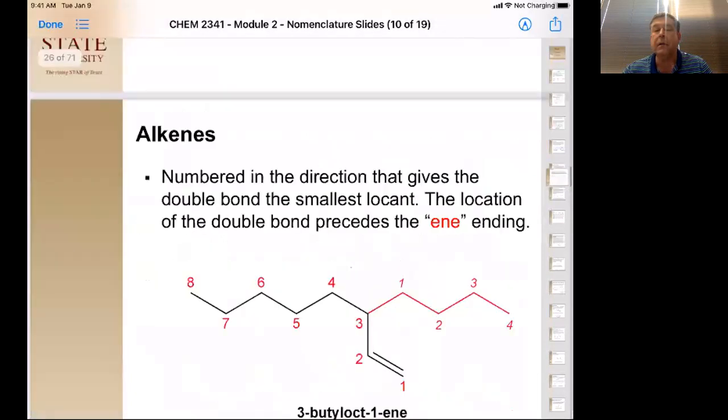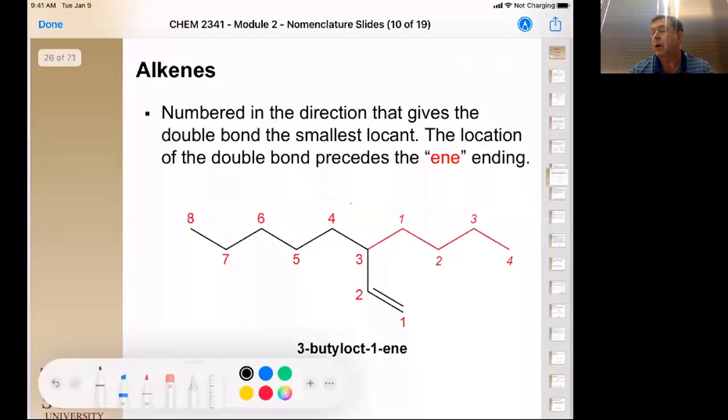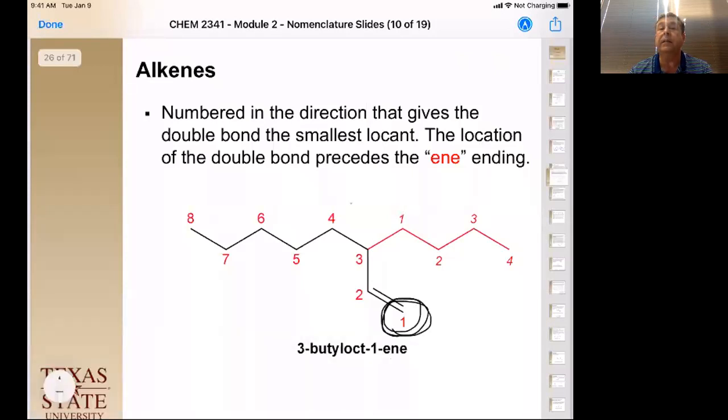So here we have an actual longer parent chain that would have only carbon-carbon single bonds. However, because there's that one double bond, we must have that in our parent chain. So if we start numbering from that parent chain here, and I'm going to choose this, we have to start here. And in addition to that, you want the first carbon of that double bond to be the lowest number, if at all possible. Okay, so we're going to start numbering this way.